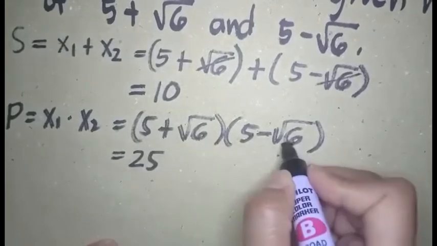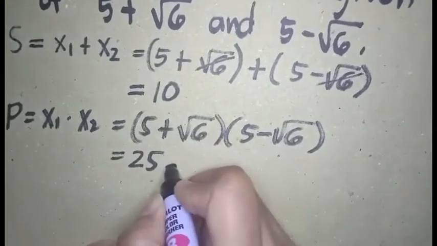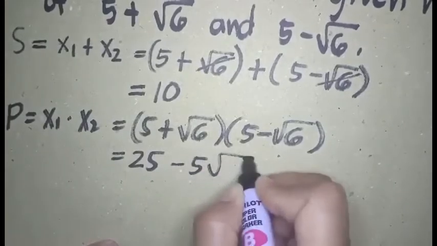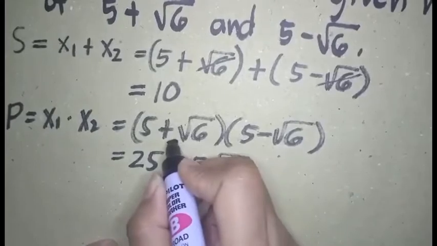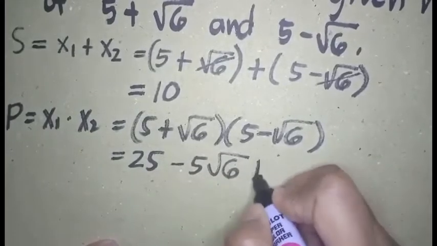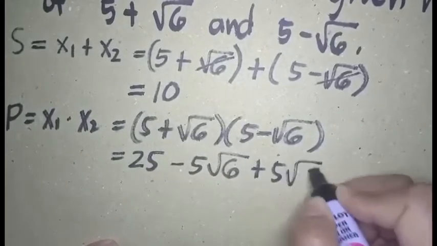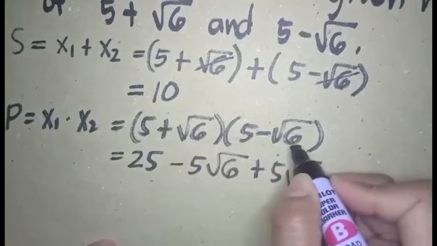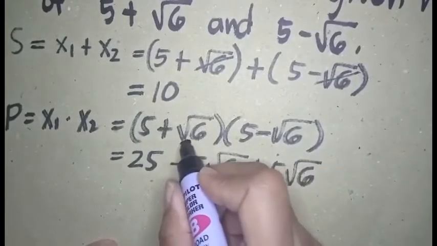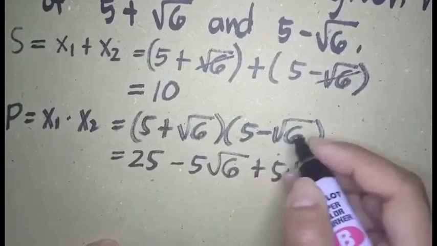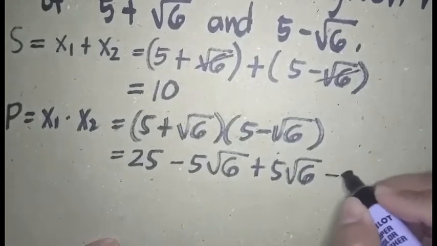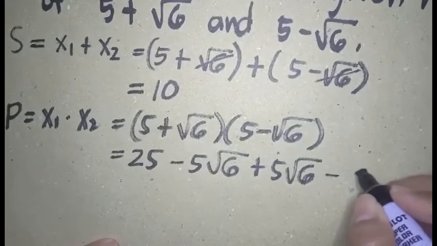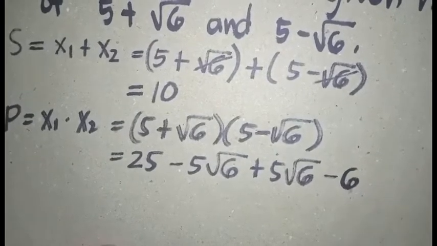So, 5 times negative square root of 6 is negative 5 square root of 6. Then, we multiply the inner terms. So, positive square root of 6 times 5 is positive 5 square root of 6. Then, we multiply the last terms. Positive square root of 6 times negative square root of 6 is negative square root of 36, which is actually equal to negative 6.